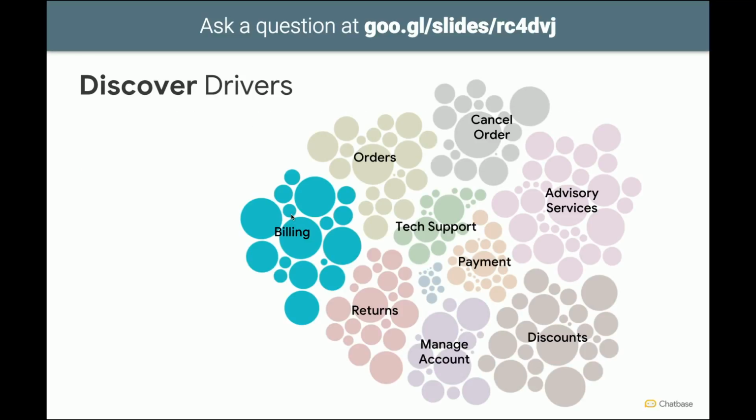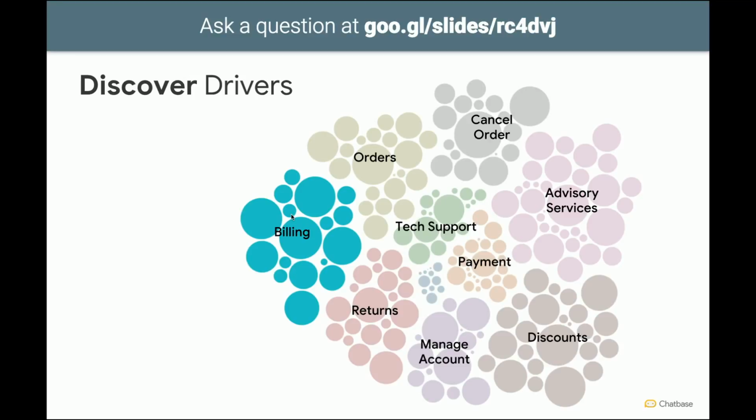So with regards to discovery, it starts with figuring out at the highest level, what we call the driver level, what your calls or live chats are about. And so here's where we use clustering or unsupervised machine learning to figure out what are the biggest clusters. And you can see here that billing is a big one, and returns and orders, but tech support and payment, they're smaller drivers. And so that gives you a sense of what's important or what's common when people call in.